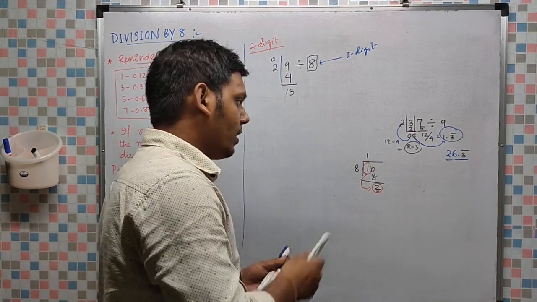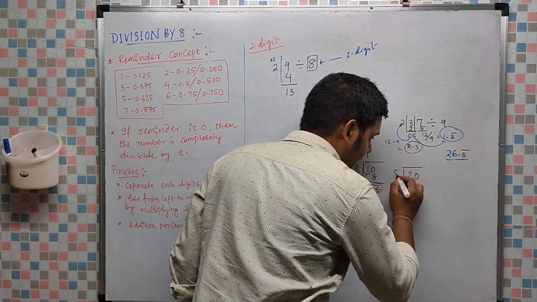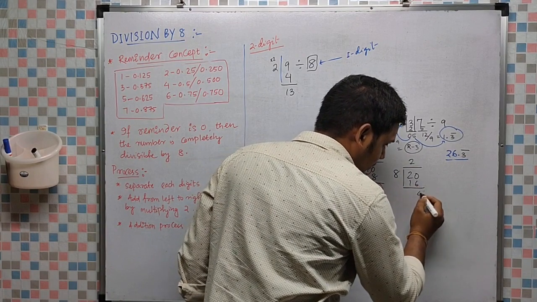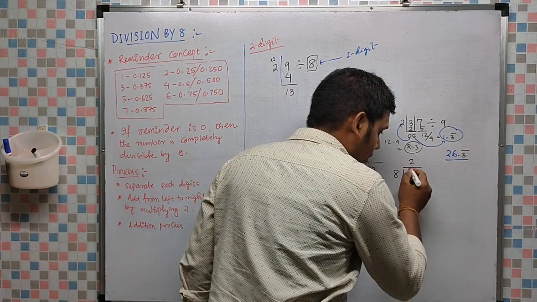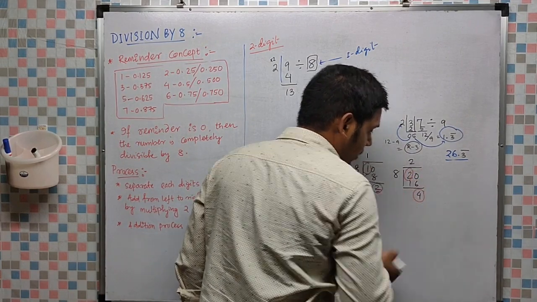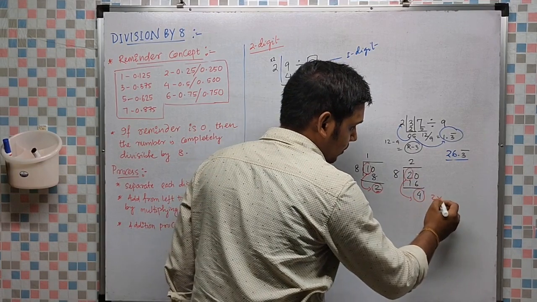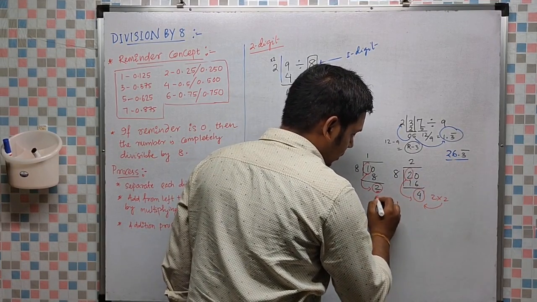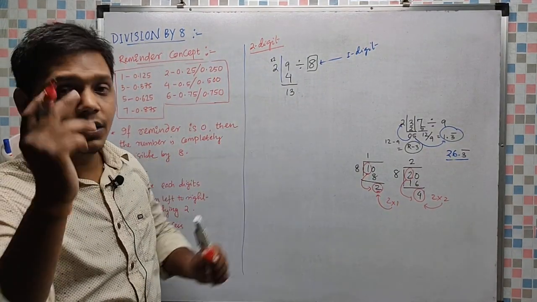Let us take one more example. 20 divided by 8. 8 2s are 16, that means 4 is the remainder. I am having 2 here in tens place and the remainder is 4. So this is also 2 times: 2 times 2 is 4. That's why in each case I have to multiply by 2.